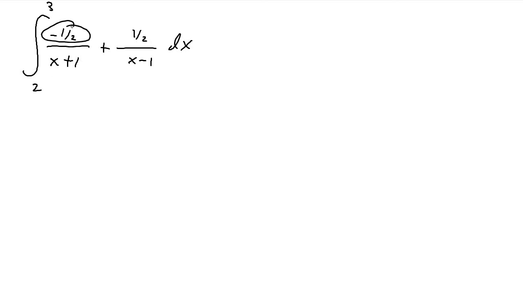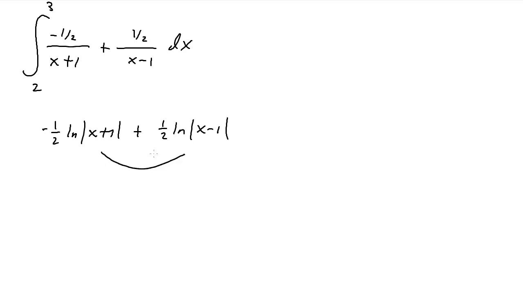Negative 1/2 is just a constant. So the integral of negative 1/2 over x plus 1 is going to be negative 1/2 times the natural log of the absolute value of x plus 1. And then we have plus the integral of 1/2 over x minus 1. Since 1/2 is just a constant, it's going to be 1/2 natural log absolute value of x minus 1.